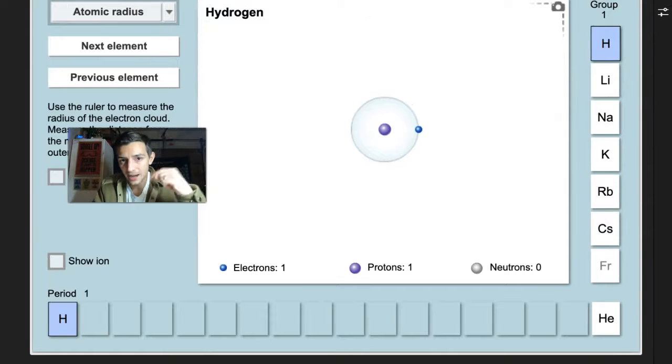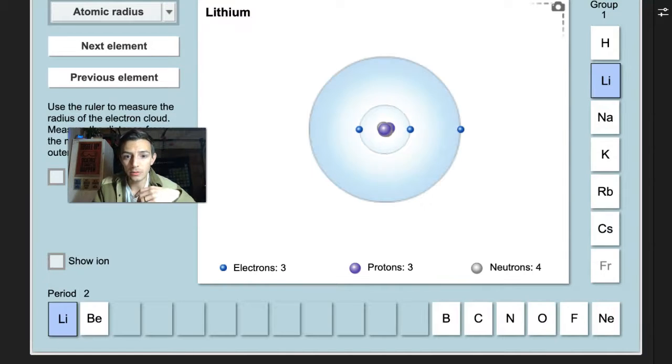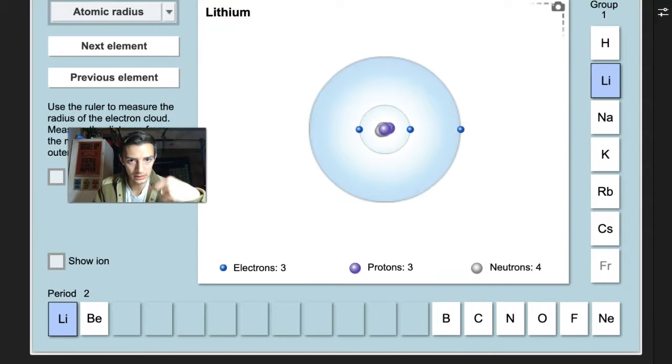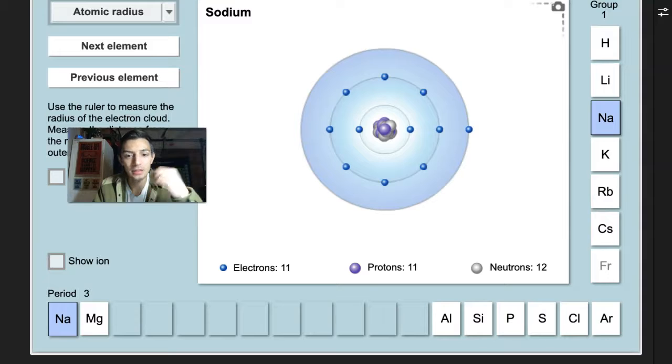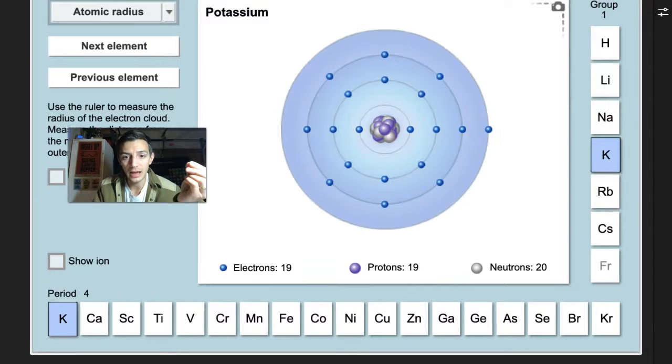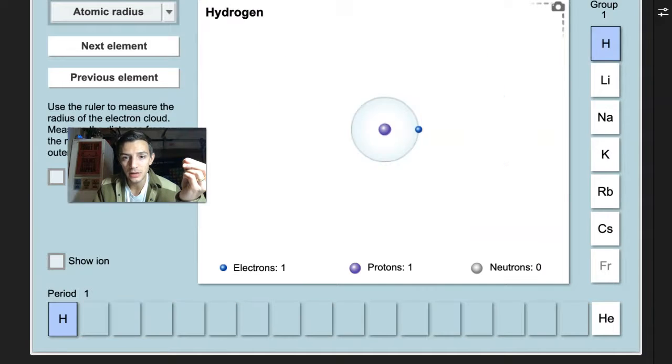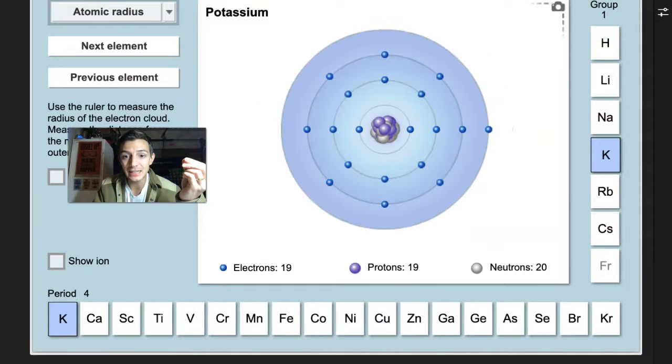So going down a group. If I start in group 1 and I go down, you'll notice as I went from hydrogen to lithium, just one element square below, I got a larger atom. As I go down from lithium, I get to sodium and I get a larger atom again. I get larger as I keep going down. So it's increasing in size down groups.